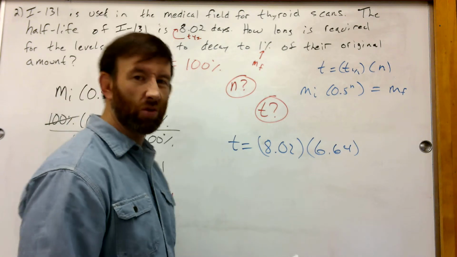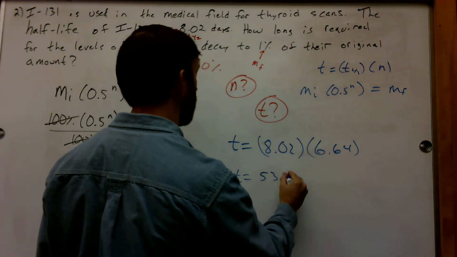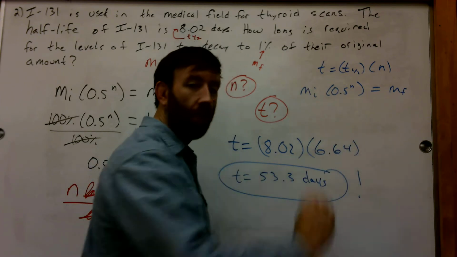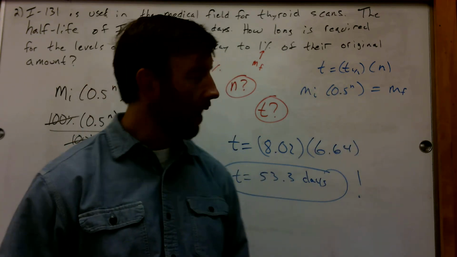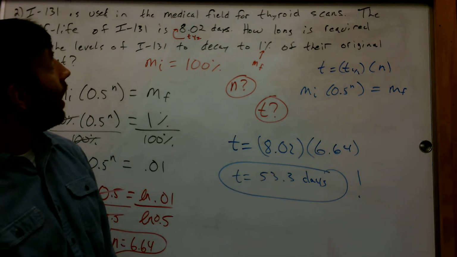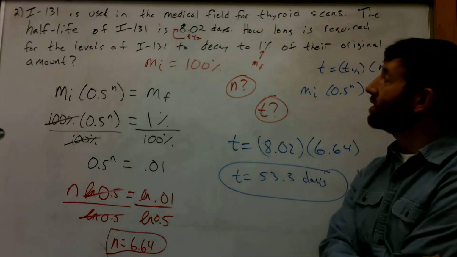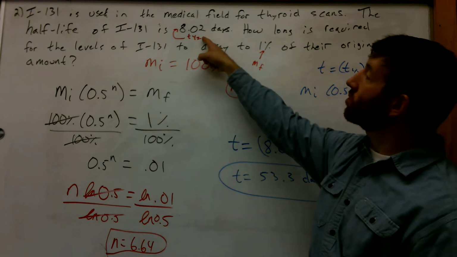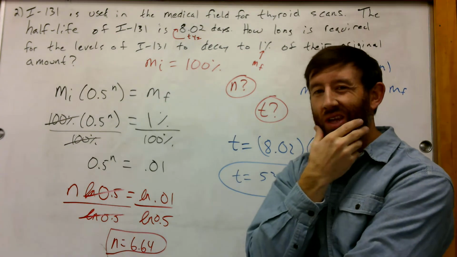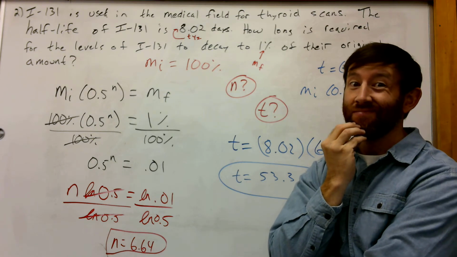I'm going to round that to 53.3 days. There's the number I wanted to come up with. Now, I rounded it to 53.3 based on the numbers I got. But if we look at our sig figs, I've got 8.02, 100%, and 1%. Should I use that 1% as a sig fig? Is that a measurement? Yeah, it's a measurement.